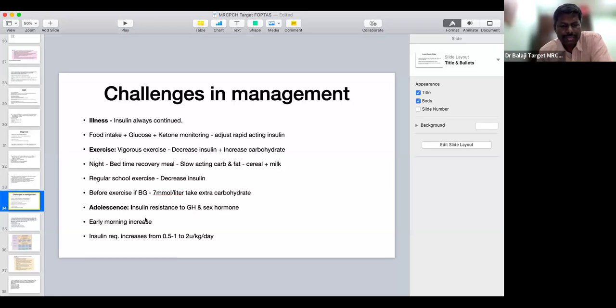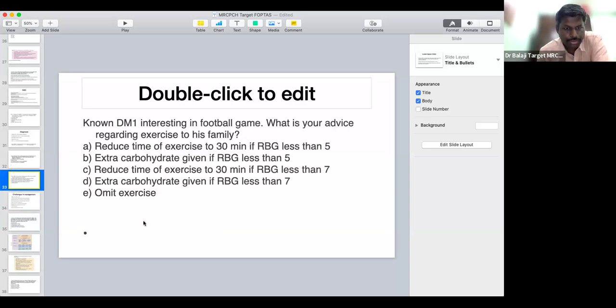And in adolescents, we know that because of insulin resistance, we need extra insulin. Usually initially it will be only 0.5 to 1 unit per kg per day requirement. So during adolescence, the requirement of insulin increases up to 2 units per kg per day. So now you tell me what is the answer for this. We have to take an extra carbohydrate if the blood glucose level is less than 7. So once it becomes less than 7, you have to take an extra carbohydrate.